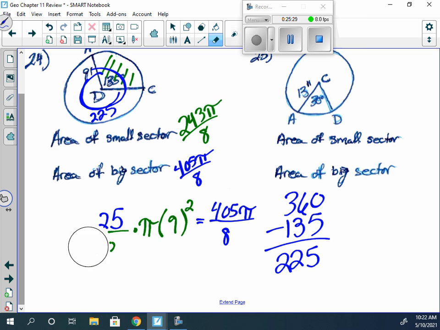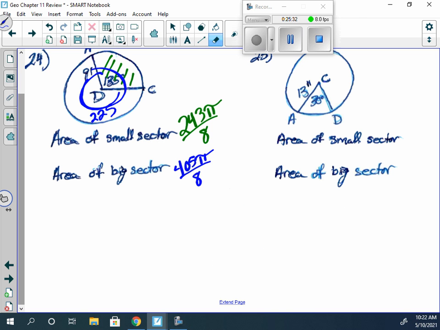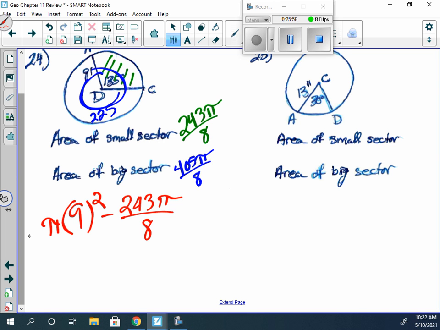Now, I said there's two ways we could have gone about this. The other way is that, well, I know that the radius is 9, yes? So the whole circle would be pi times 9 squared, yes? That's the whole circle. Pi r squared is the area of the circle, yes? The part that we know, the smaller section, was 243 pi over 8. I can take the smaller section away from the whole, which would give me the bigger, yes? If we do this, we'll actually get 405 pi over 8. Give us our answer.